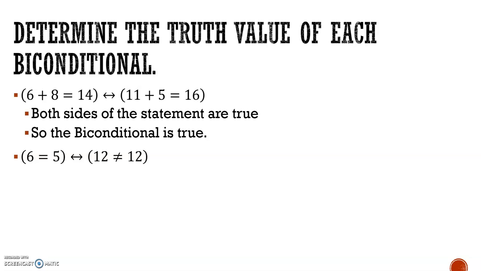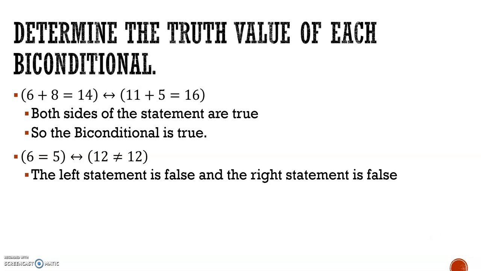6 equals 5 if and only if 12 does not equal 12. 6 equals 5 is false. 12 does not equal 12 is false. Both sides of the statement are false. So the biconditional is true. Both sides have the same truth value, so the biconditional is true.